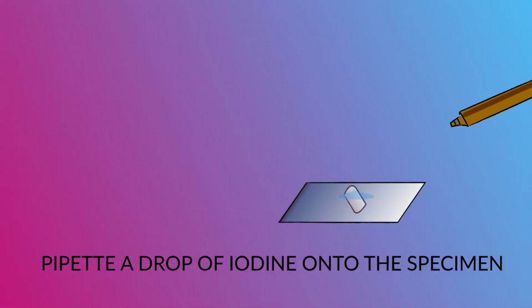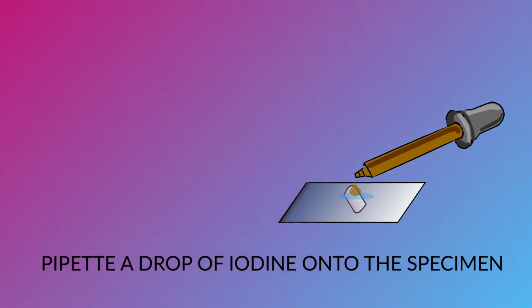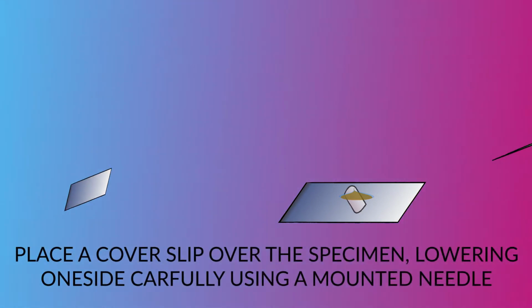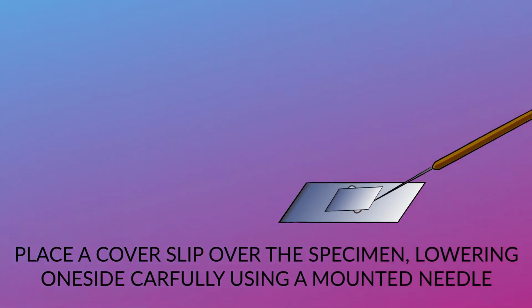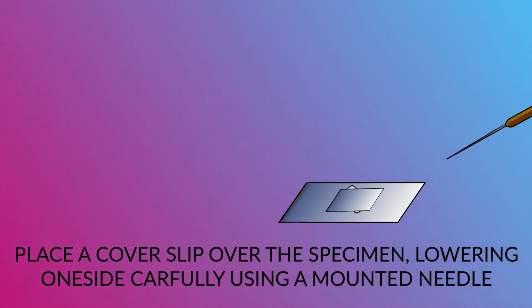Our example here is of plant tissue, so add a drop of iodine on top of the specimen. Place a cover slip over the specimen by gently lowering one side at a time using a mounted needle to ensure no air bubbles get trapped.